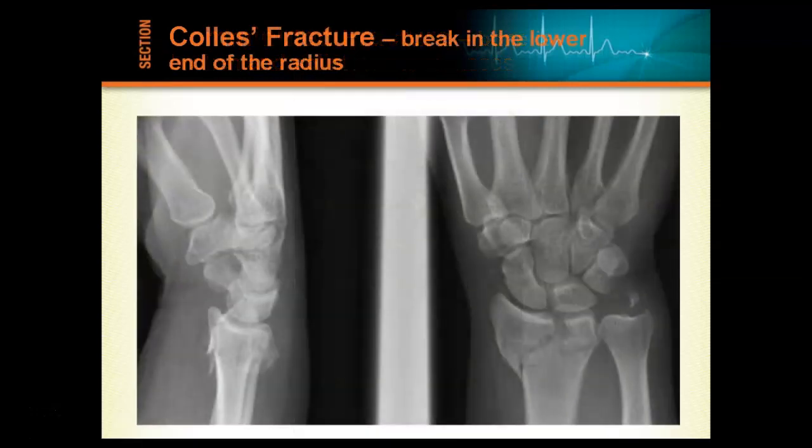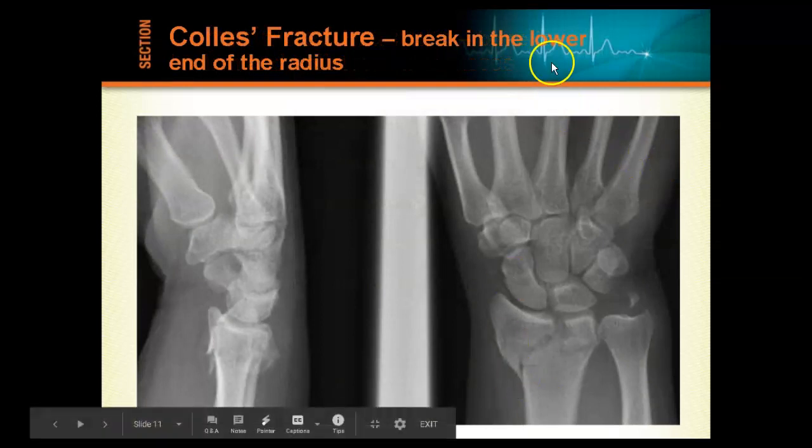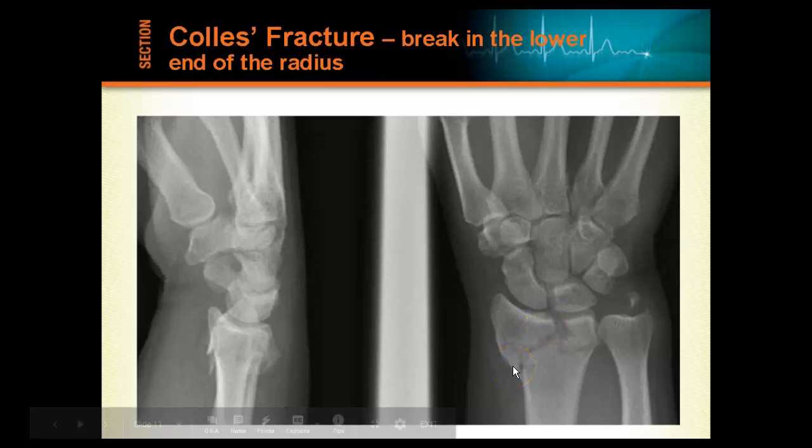All right, this one is a Colles fracture. This is a break in the lower end of the radius. Okay, so the radius is the bone on the thumb side. So a break on the lower end of that is called a Colles fracture. It just has its own name. Of course, that's a very, very common fracture, a radial fracture.